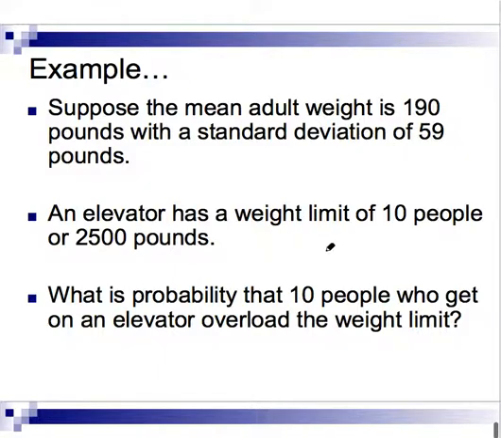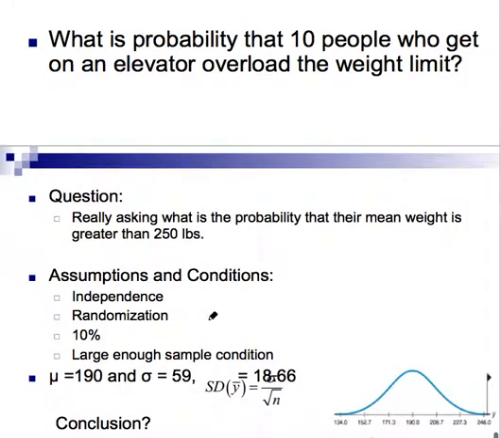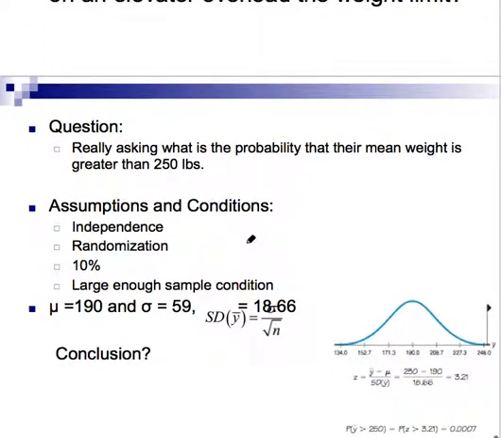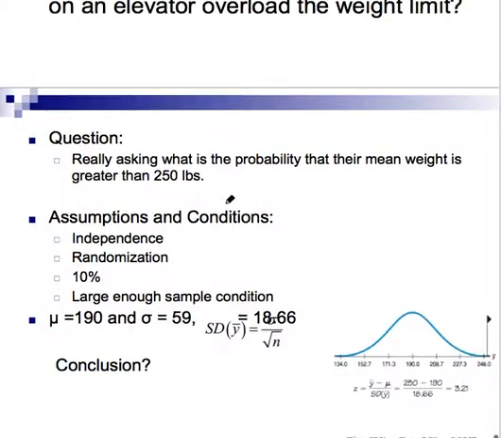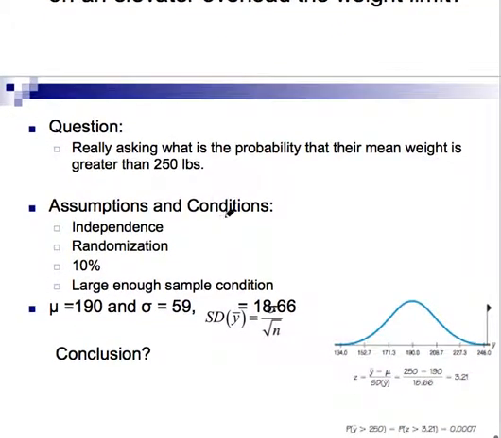So an elevator has the weight limit. Okay, all right, so here's really what the question is. Really what we're asking is the probability that their mean weight is greater than 250 pounds. Because if 2,500 pounds is the weight limit for the elevator and we have 10 people who get on, what's the probability that each person's average weight is 250 pounds? Okay, so we go through independence, randomization, 10%, large enough. Okay, we have all of that.